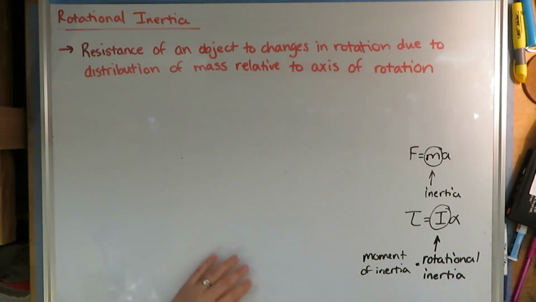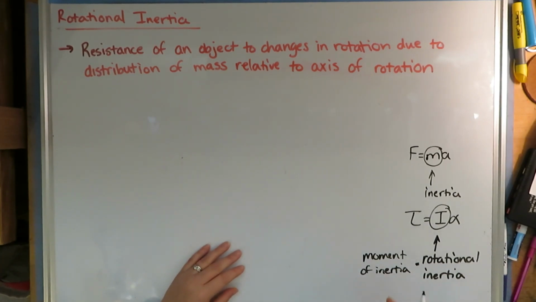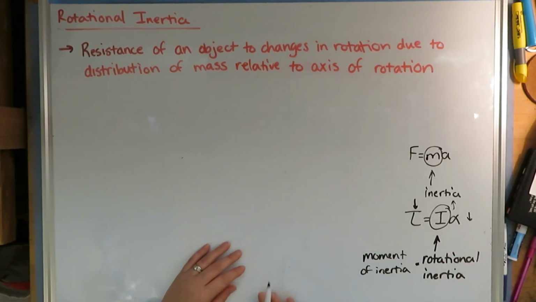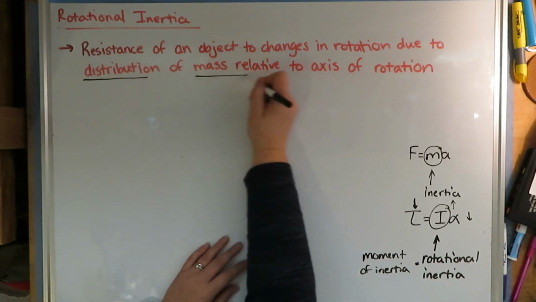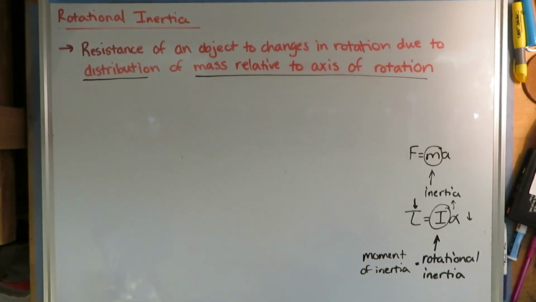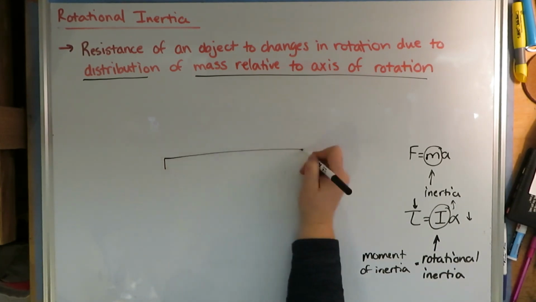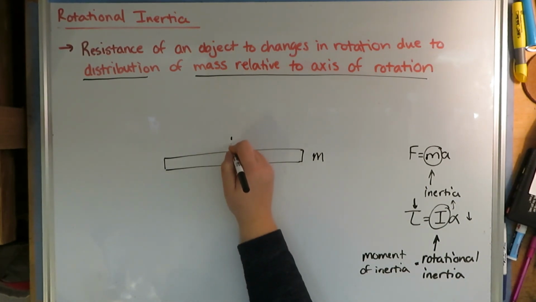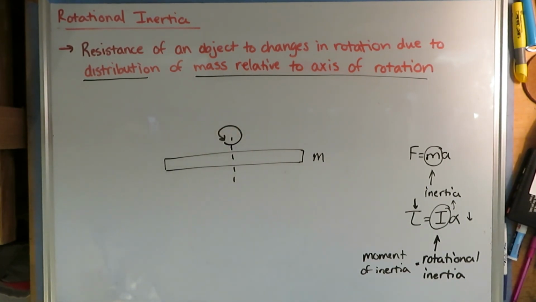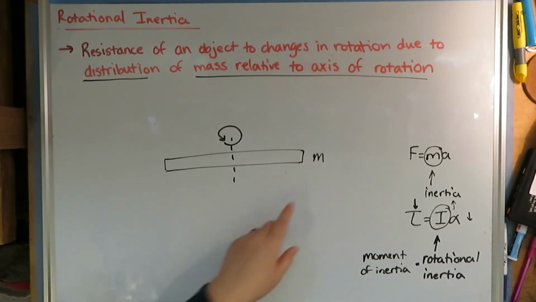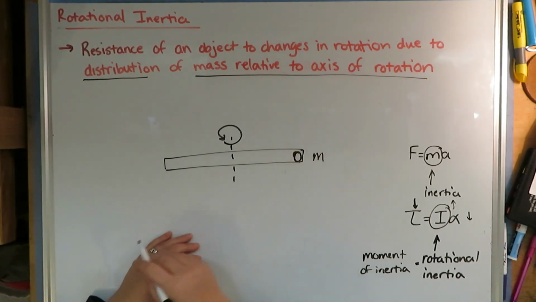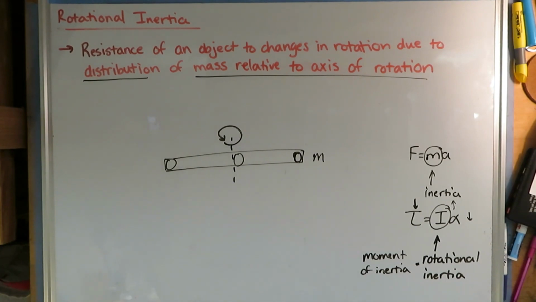Let's break down this definition a little bit more. It's the resistance of an object to changes in rotation. That's the whole idea that if I apply a torque to try and change the rotation, the bigger my moment of inertia, the smaller the angular acceleration I'm going to get. And it's based on the distribution of mass relative to an axis. So if I have that same rod with a mass and I try to rotate it about its center, its rotational inertia depends not just on its mass, but where the mass is located relative to the axis. The fact that some of the mass is over here, some in the center, some over here is going to make a difference.